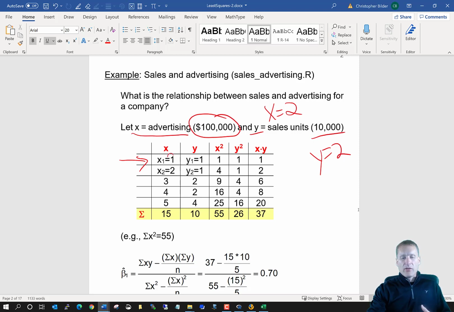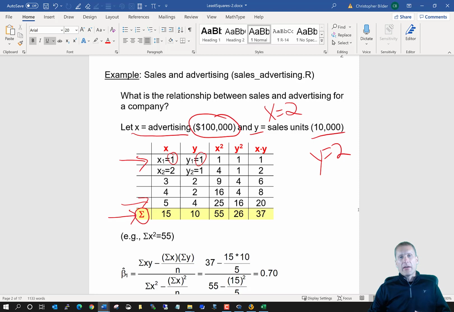So in the first year, $100,000 of advertising produced 10,000 in sales units. In the last year, $500,000 in advertising, 40,000 units were sold. At the very bottom of this table, I have the summation symbol.